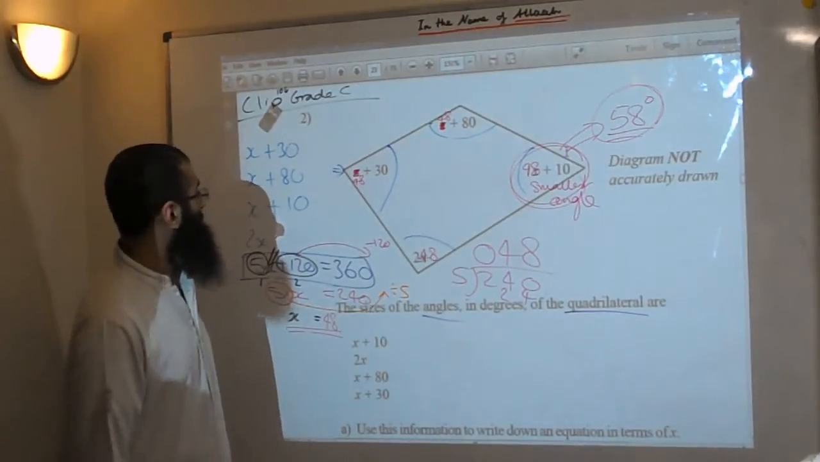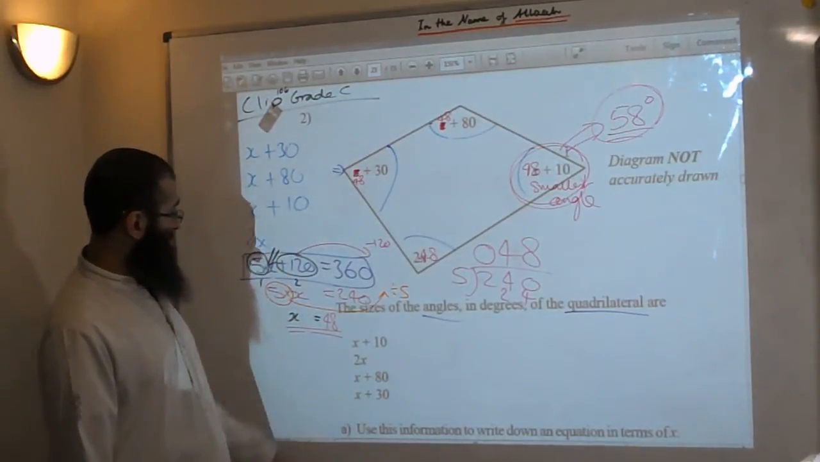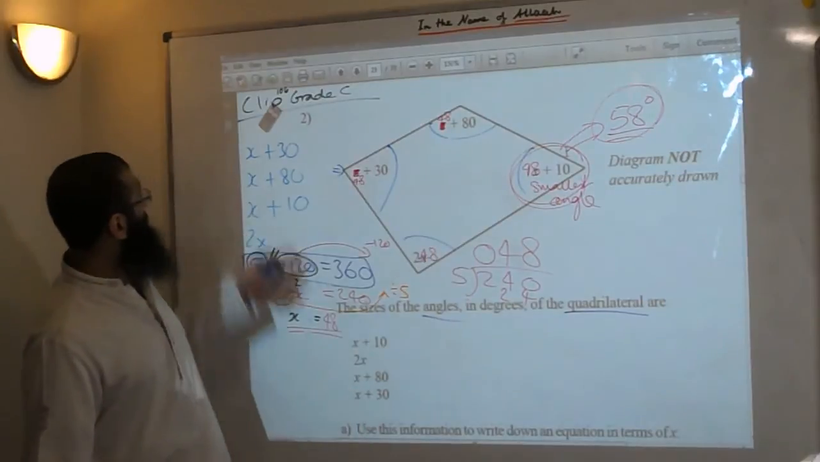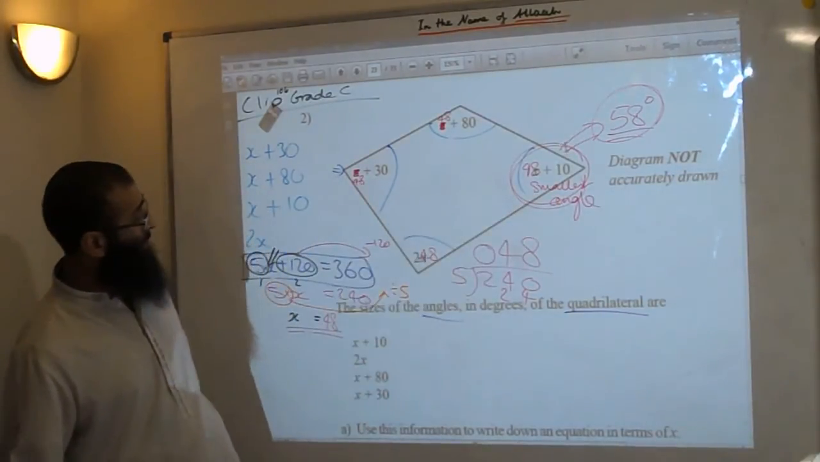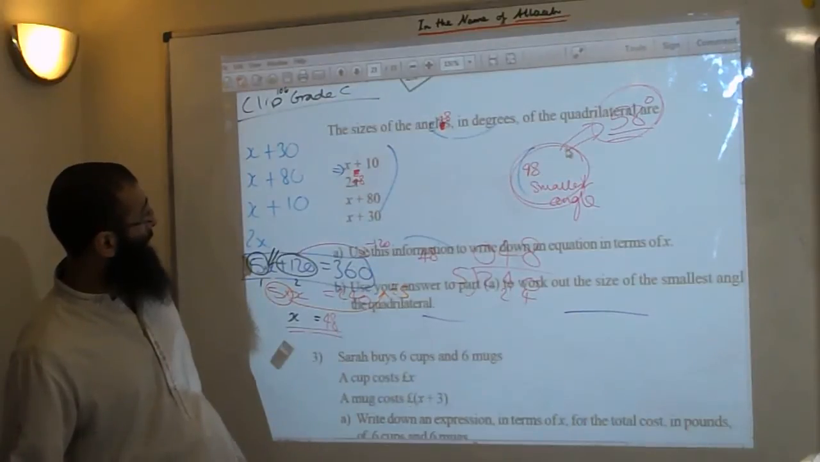So that is now questions A finished and B. Question A was form the equation, question B was solve it and identify the smallest angle. That's done.